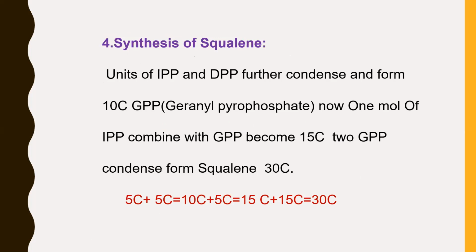Fourth stage is synthesis of squalene. Units of IPP and DMPP containing 5 carbon atoms further condense and form a 10 carbon atom group known as GPP, geranyl pyrophosphate. Now 1 mole of IPP combines with GPP to become a 15 carbon atom compound, and 2 of these condense to form squalene, that is a 30 carbon atom molecule.